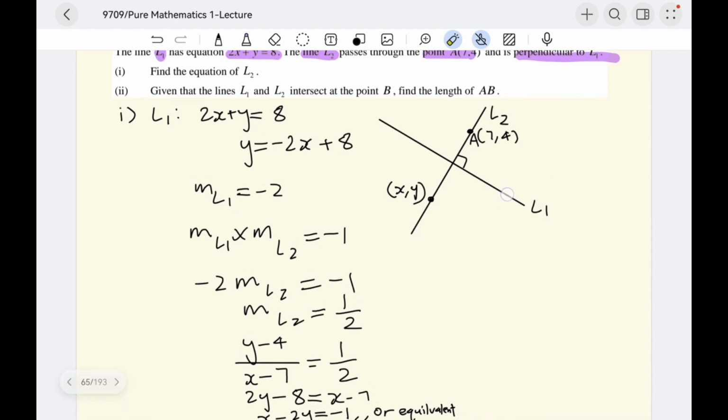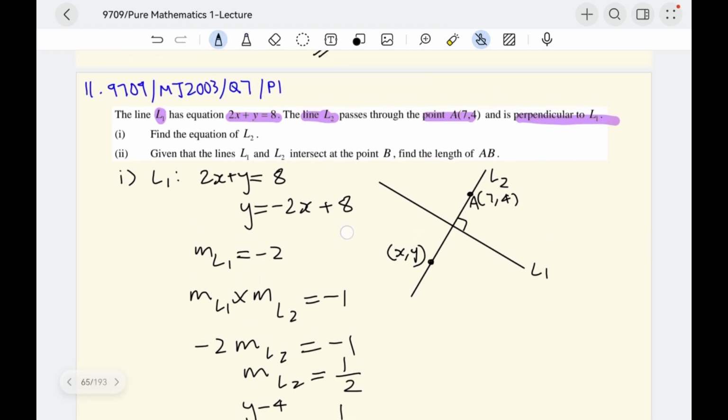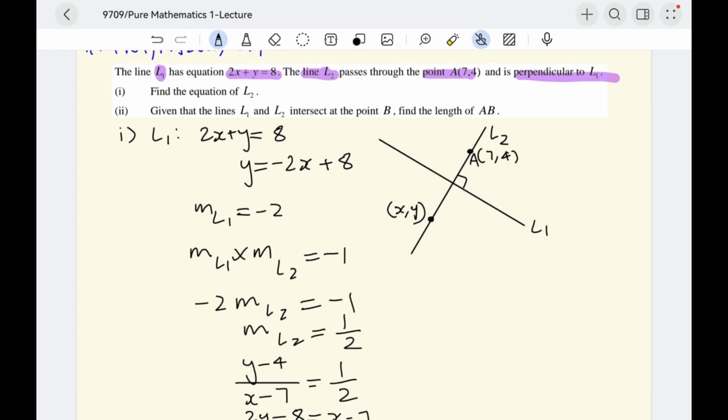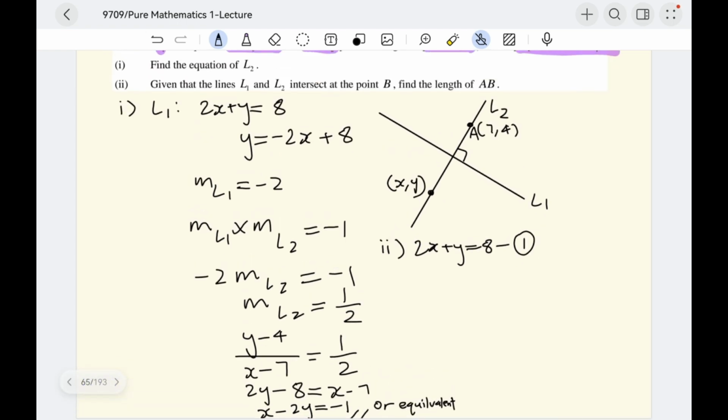Dealing with the coordinate geometry questions, let's move on to the second part. Given that the lines L1 and L2 intersect at point B, the question wants you to find the length of AB. First, you need to find the point B before you find the length of AB. So I have line 1, which I can label as equation 1, and line 2 is the equation that you obtained from the first part. That is your equation 2.